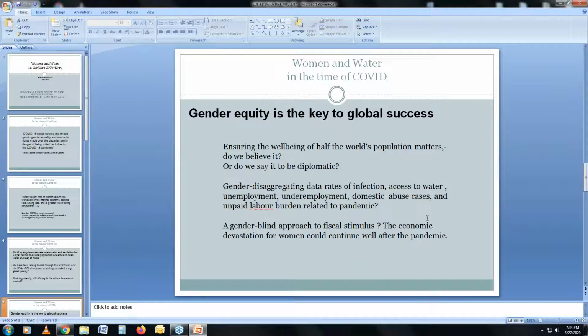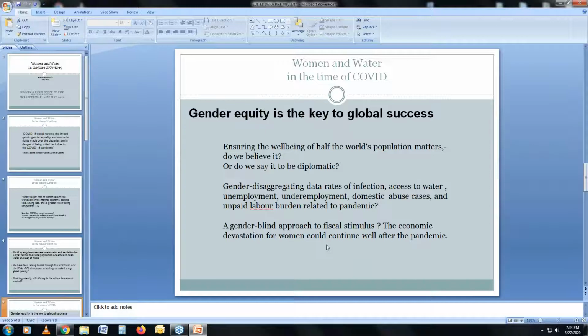And when we go into the COVID-related issues of infection, access to water, the enormous unemployment it has created, the underemployment, the case of women in domestic abuse, and the unpaid labor that Lesha referred to. Again, Lesha presented, where is the data? Do we have, again, the money for data?